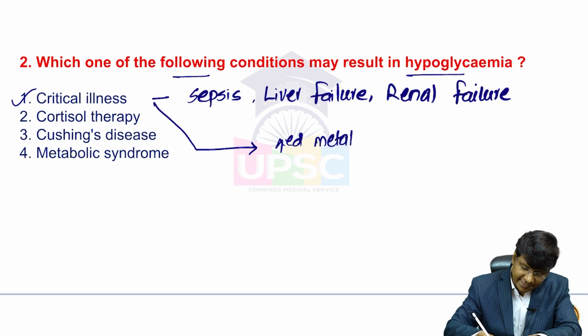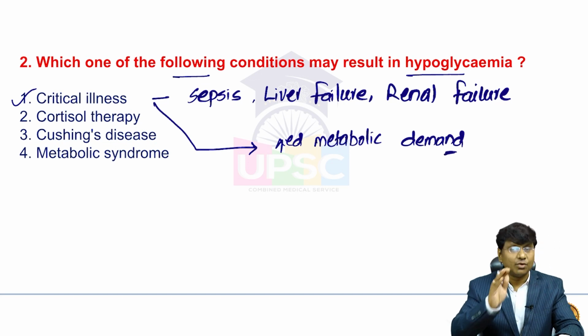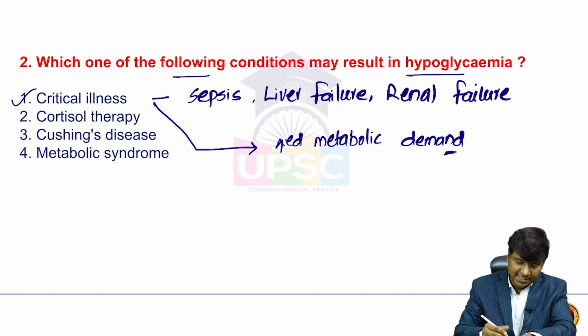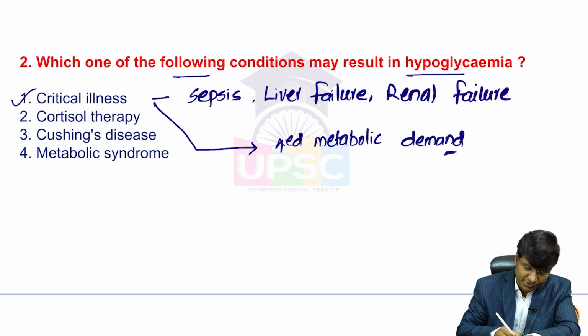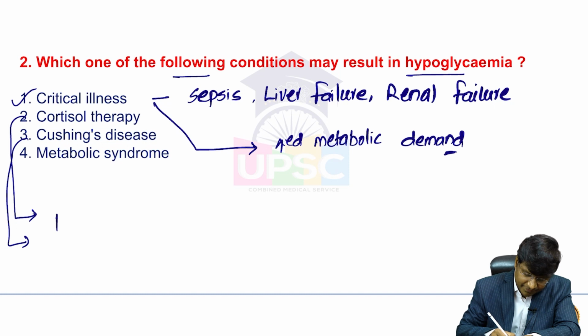Right, so due to increased metabolic demand. Right, so that is about the story related to critical illness. Then you take in all the other conditions. See, cortisol therapy and Cushing's syndrome, in both of them they will have the hyperglycemia.